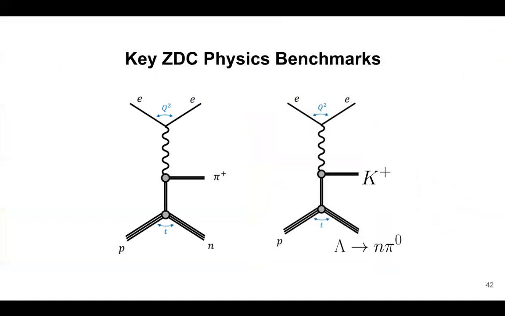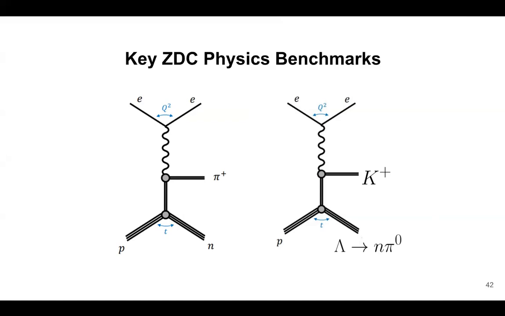So with the ZDC, we have key channels to measure, which are these two. Deeply exclusive meson production off a proton, in which you have a leading neutron at 0 degrees or very close to 0 when t is small, and a pion in the final state, or you can have a kaon in the final state and a lambda at very forward angles.